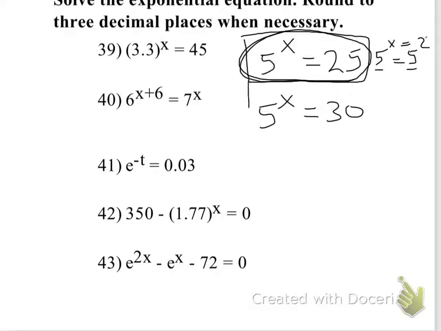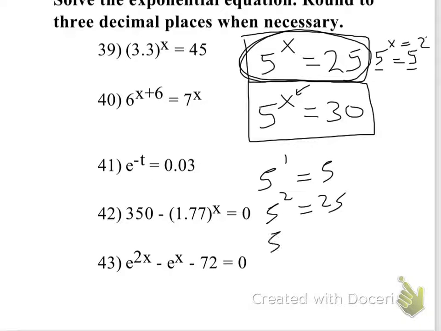Now, I cannot do this one. I have no idea what to put here to make 30, okay? I can do things like 5 to the power 1 is 5, 5 to the power 2 is 25, 5 to the power 3 is 125. So all these numbers are fine. Any other number is going to cause real problems, like the 30. So what do I do?